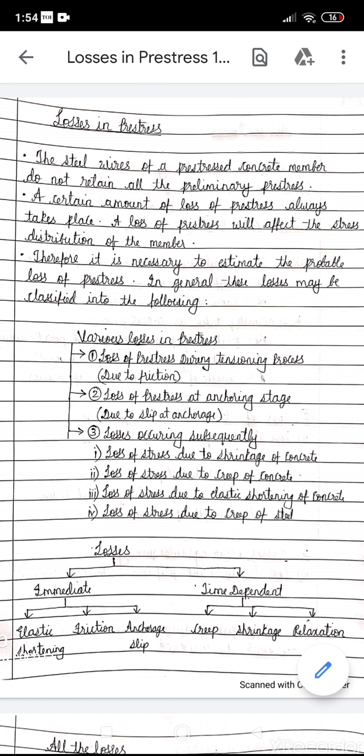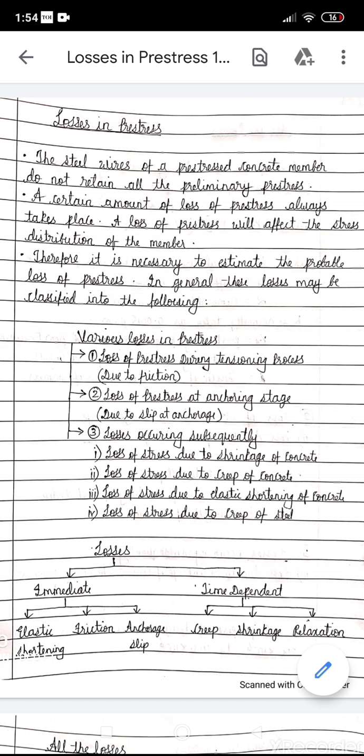And the third one is losses occurring subsequently. These are the losses which will occur after the first two steps, that is, after the tensioning and after the anchoring stage. In this we have loss of stress due to shrinkage of concrete, loss of stress due to creep of concrete, loss of stress due to elastic shortening of concrete, and the last one, loss of stress due to creep of steel. Now we will see all these losses in detail.